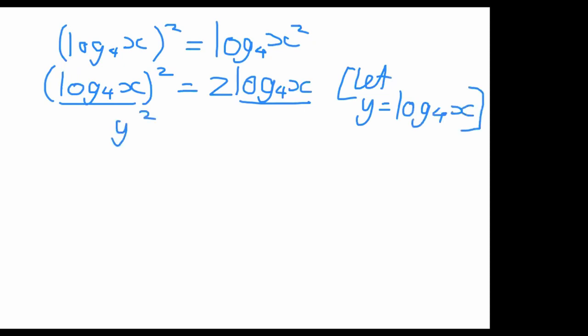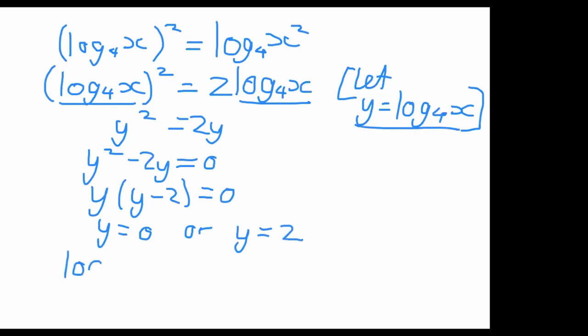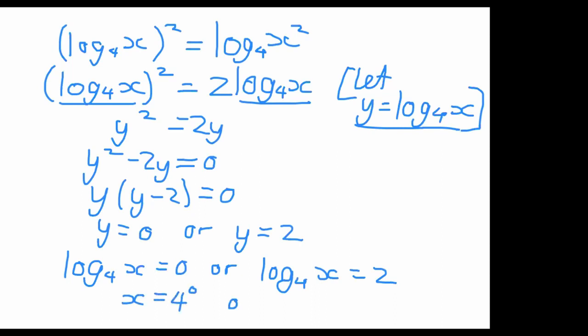Then this is just the equation y squared equals 2y. And this is an equation we know how to solve. We can just take everything to the one side, factor it, and that leaves us with y equals 0 or y minus 2 equals 0, which happens if y equals 2. Then we can substitute back for y as log base 4 of x. So log base 4 of x is 0, or log base 4 of x is 2. And then just using the definition of logs, this means that x is 4 to the 0, or x is 4 squared. 4 squared is 16, and 4 to the 0 is 1.